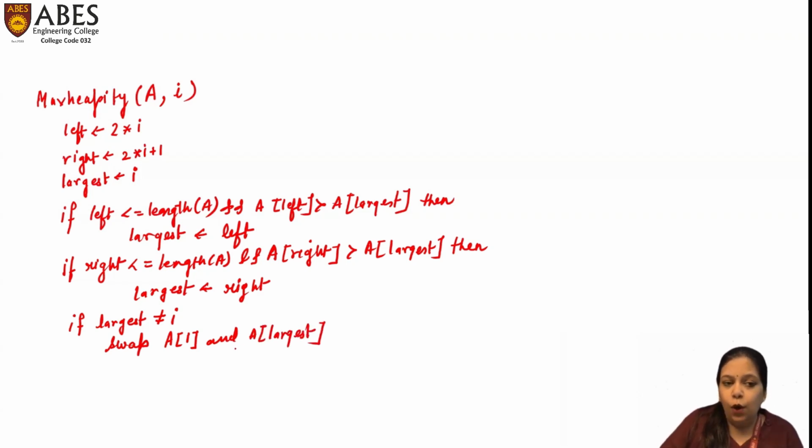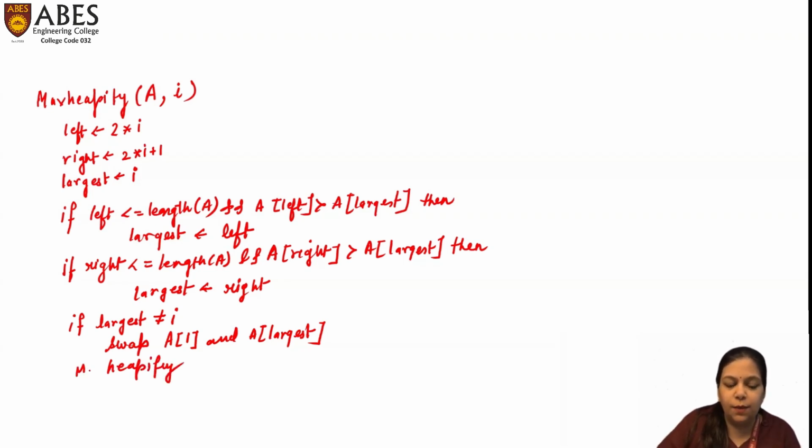But we saw in the earlier example that even after swapping, if there are still a left child and right child of the largest, then we have to heapify it again, and we have to check it again with its left child and the right child. So how can this be done? This is a very important step. This can be done by again calling this heapify function.